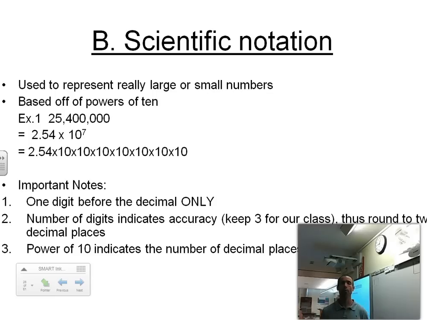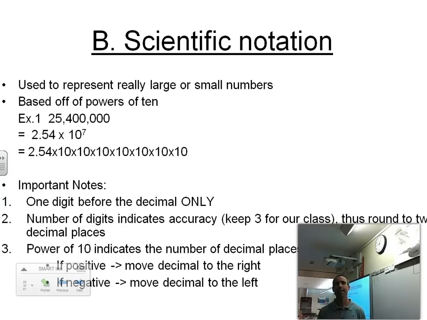Now, the power of 10 indicates the number of decimal places to move, right? Because if you times the number by 10, you're moving the decimal 1 to the right. If you divide by 10, you're moving the decimal 1 to the left. So how that's going to be indicated is if we have a positive exponent, we're going to move to the right, however many decimal places the exponent is. When you have a positive exponent, you have a number greater than 1.